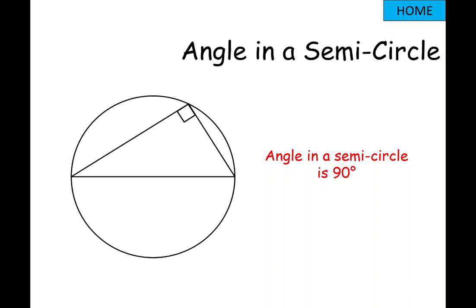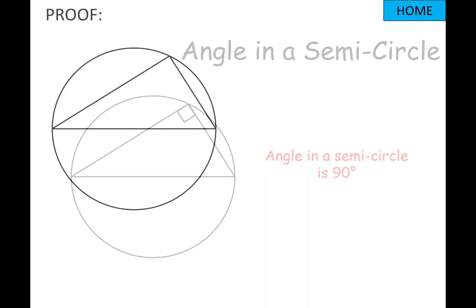It's angle in a semicircle. This is a semicircle. Angle at the circumference in a semicircle is always 90 degrees. Let's prove that.